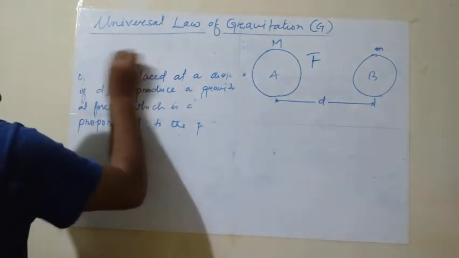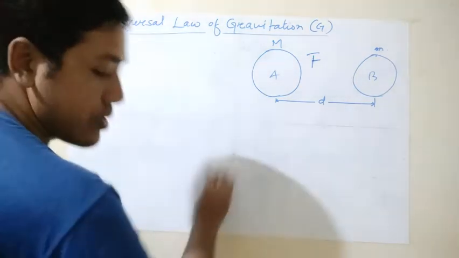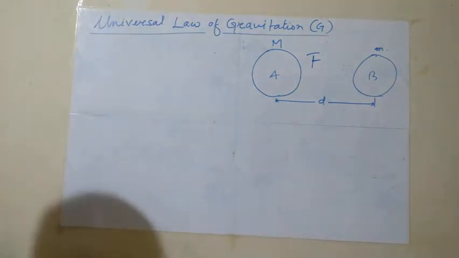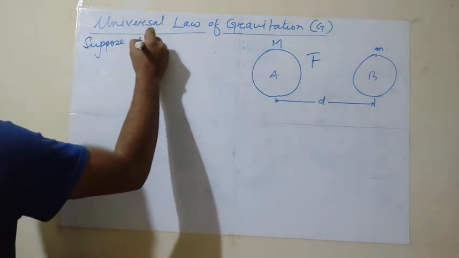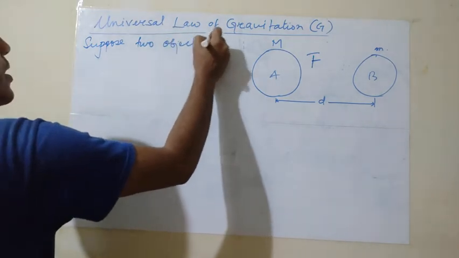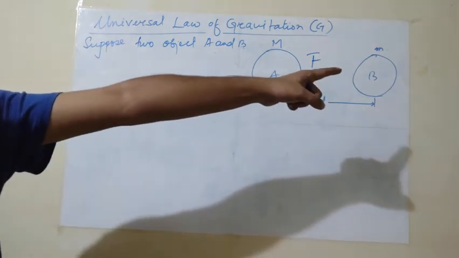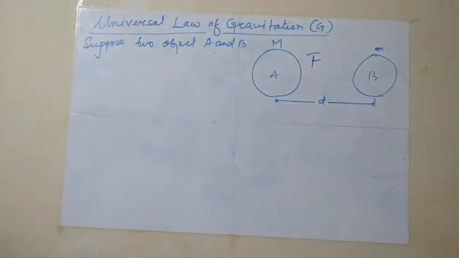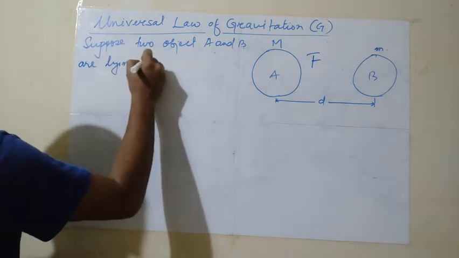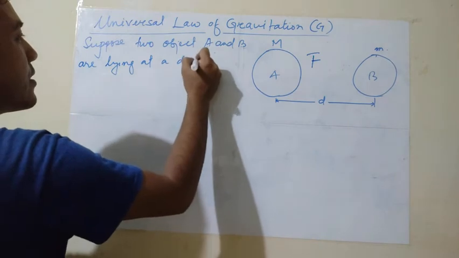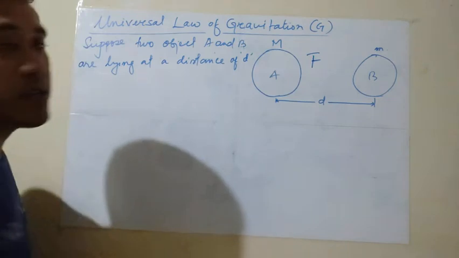Now look here. Suppose two objects A and B, these two objects A and B are lying at a distance of d. d is the distance between A and B.